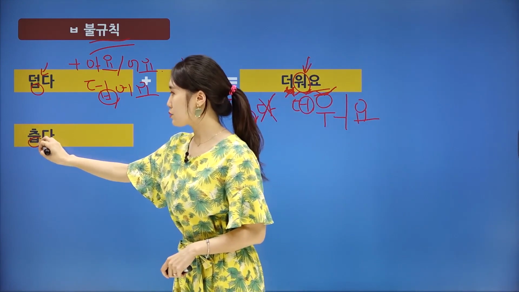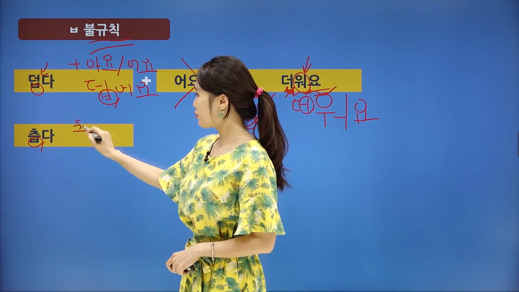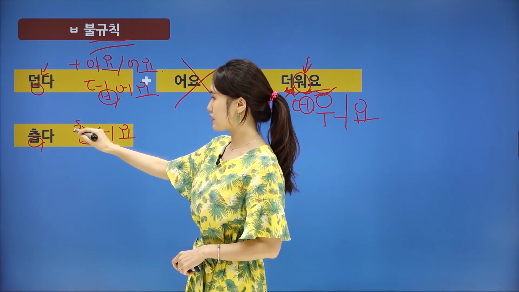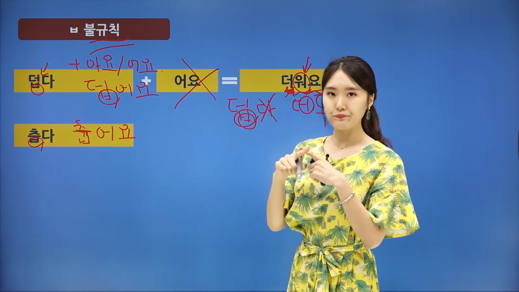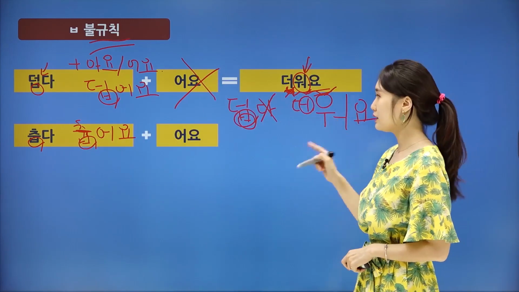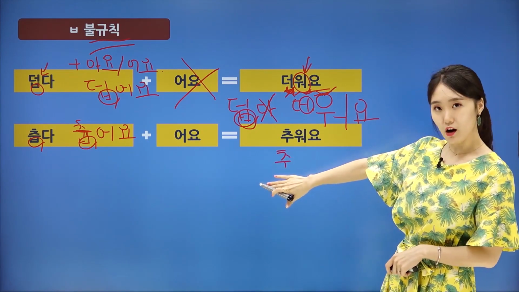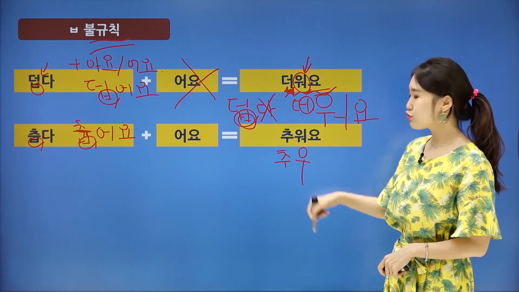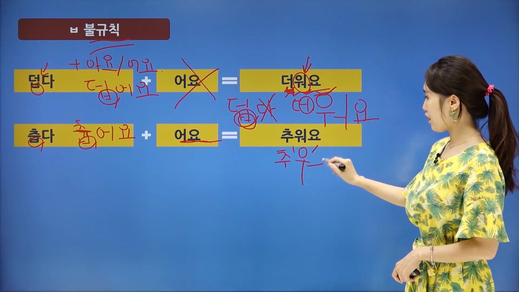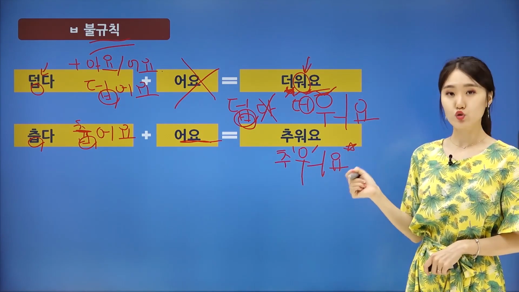Second one again. 춥다, cold. This one also ends with 브. 춥다. Then you might think 춥어요 because this vowel is u. 춥어요. No. 브 because there is 받침 브. You have to take this 브 off and insert u in. U in. And you put 어요. So it ends with 추워요.